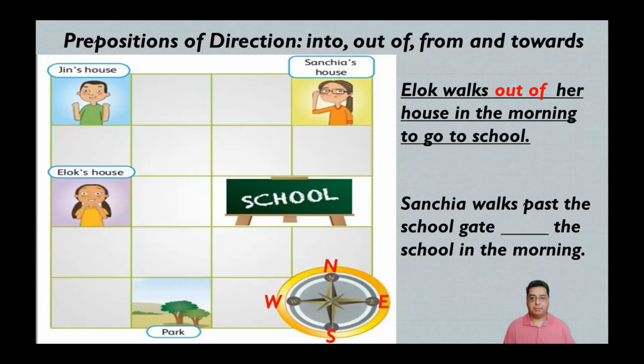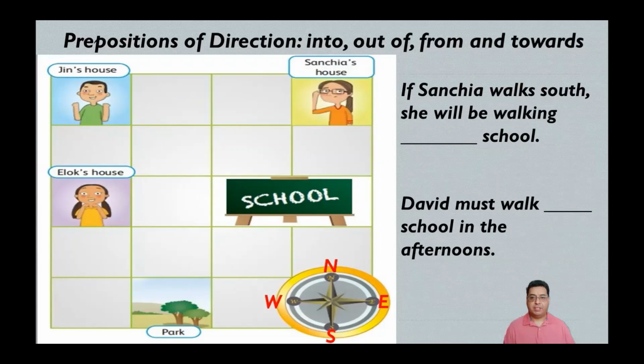Let's look at the sentence below it. Sanchia walks past the school gate blank the school in the morning. So what word are you going to put there? What preposition? Into. Sanchia walks past the school gate into the school in the morning.